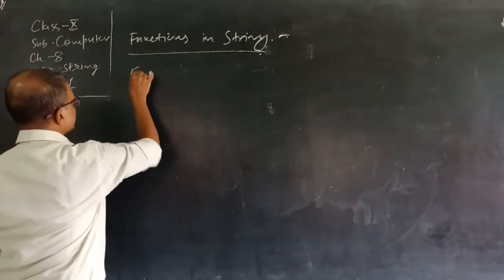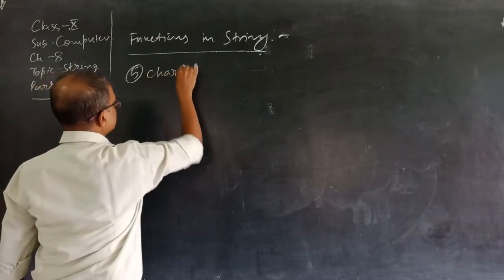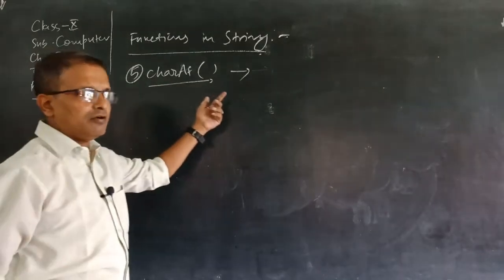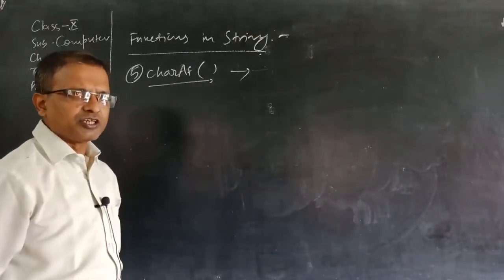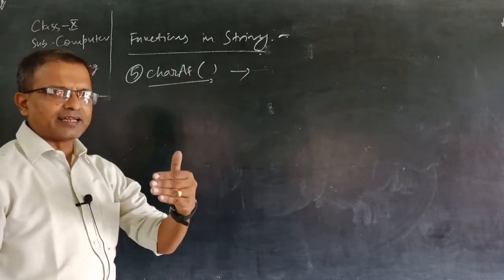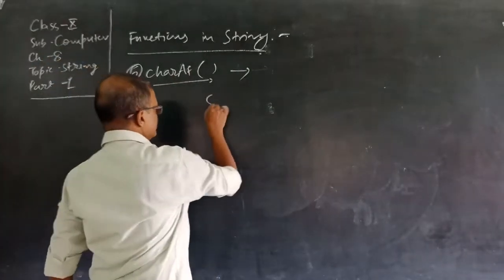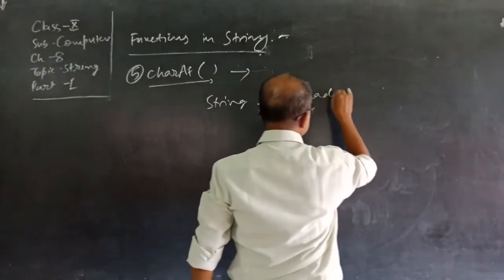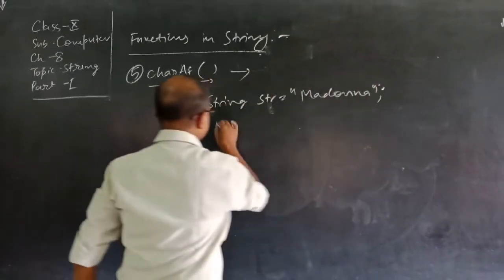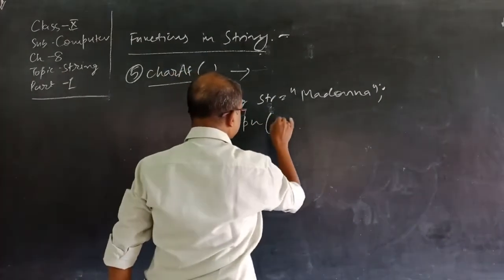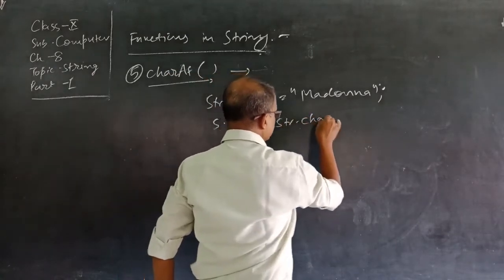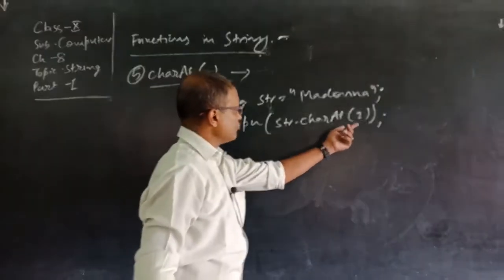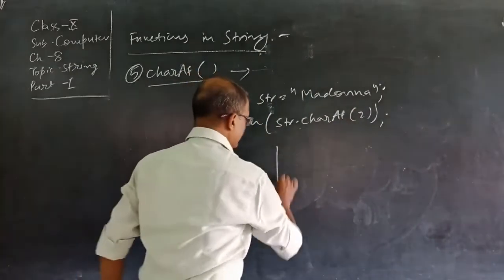Now here is another function, charAt. As the name suggests, this function is used to find the character at a particular position. Suppose we have a string str equal to Madonna, and we have to look for the character str.charAt(2). What is the character at position 2? So what will be the output?